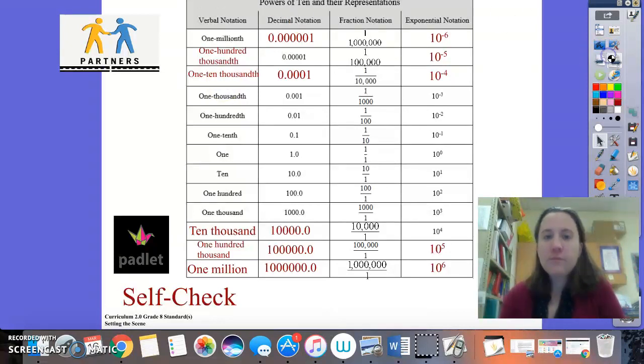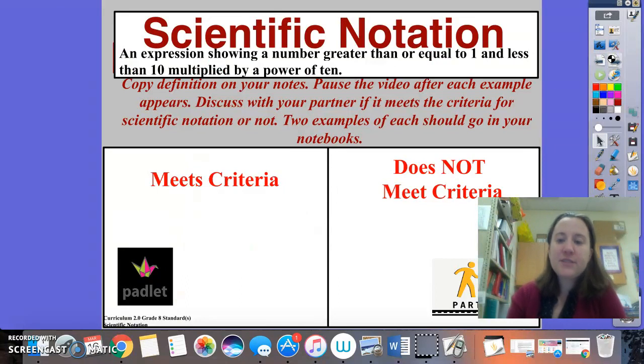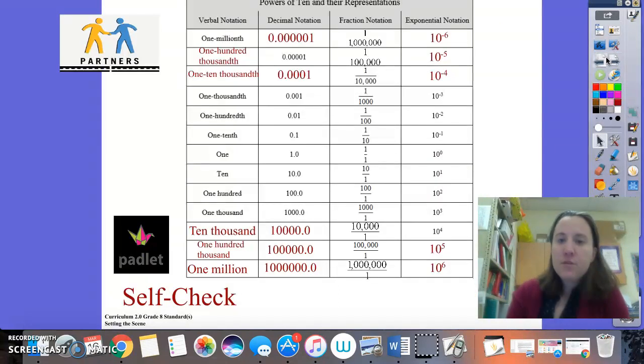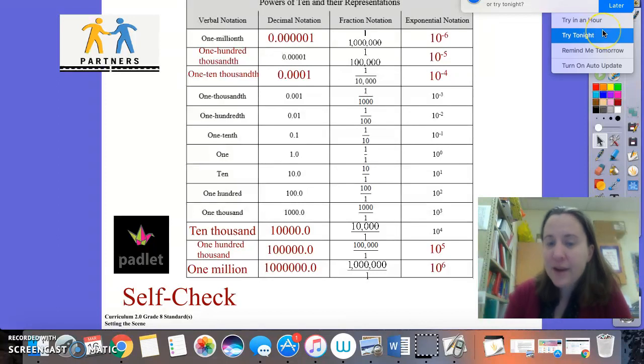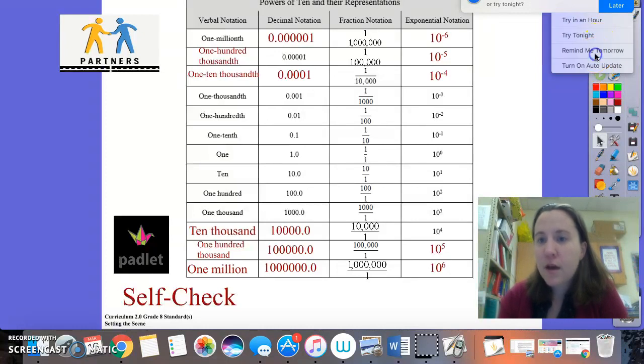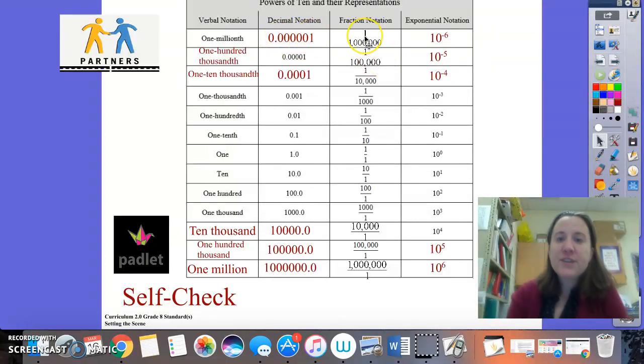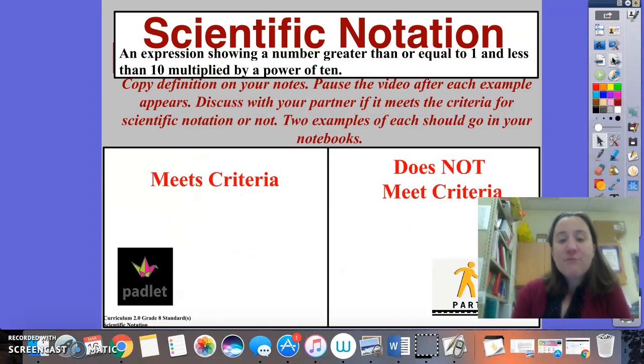All right, so let's talk about what scientific notation is. So back here, we see that we have exponential notation. So exponential notation would be a power, in this case, of 10, followed by either a positive or a negative exponent. And we have decimal notation, fraction notation. When we get into why we use scientific notation, scientific notation is very convenient for these numbers, especially down at the bottom or the top of the table that are very large or very small. And how we write scientific notation is, hold on one second.